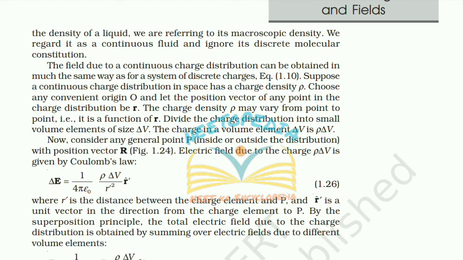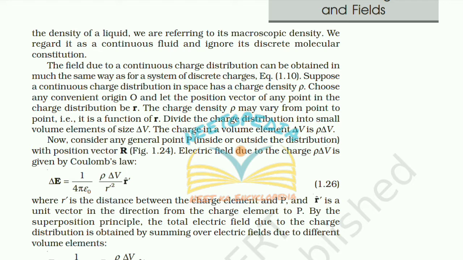We regard it as a continuous fluid and ignore its discrete molecular constitution. The field due to a continuous charge distribution is obtained in much the same way as for a system of discrete charges. Suppose a continuous charge distribution in space has a charge density ρ. Choose any convenient origin O and let the position vector of any point in the charge distribution be r. The charge density ρ may vary from point to point, that is, it is a function of r. Divide the charge distribution into small volume elements of size delta V. The charge in a volume element delta V is ρ delta V. Now consider any general point P inside or outside the distribution with position vector r.